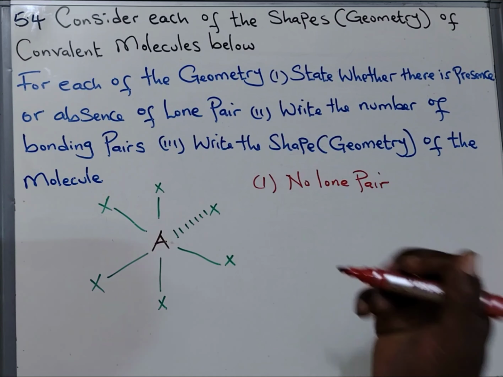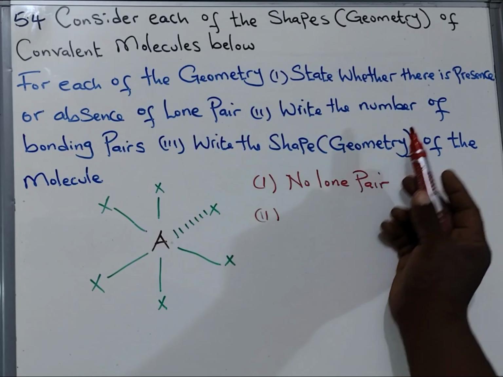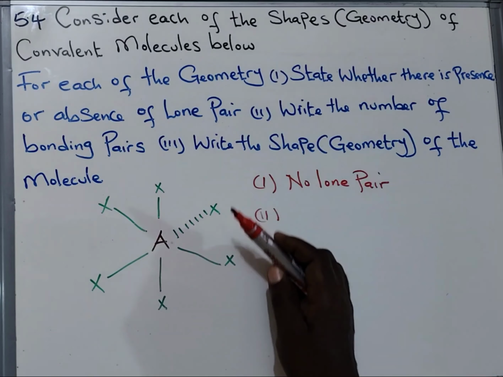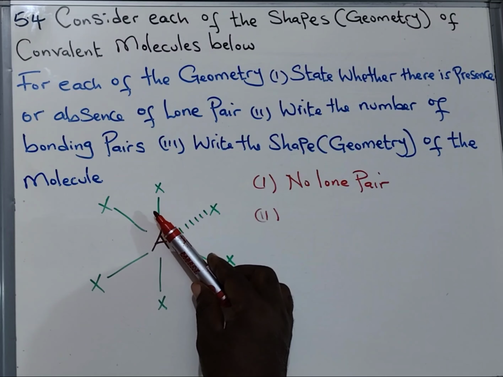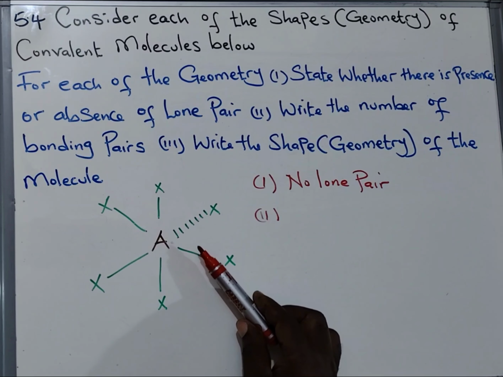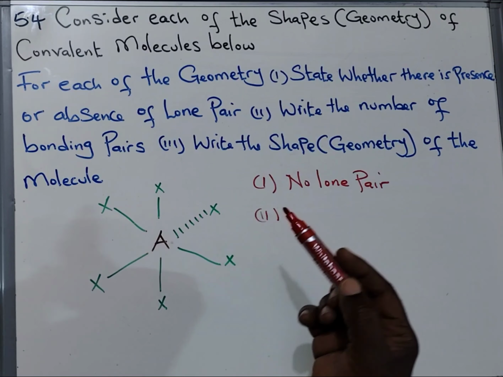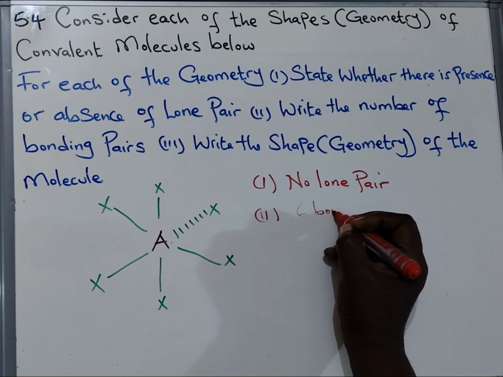Okay, we come to number 2. It says write the number of bonding pairs. We count 1, 2, 3, 4, 5, 6. So the answer is 6 bonding pairs.